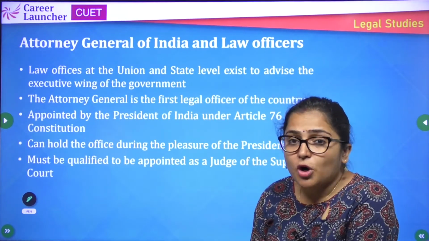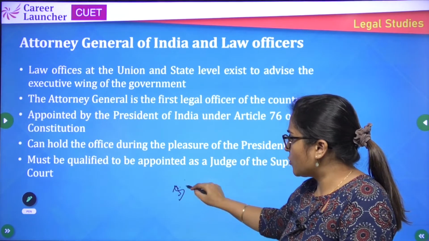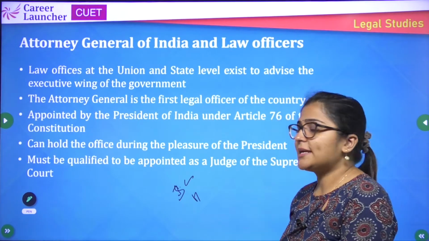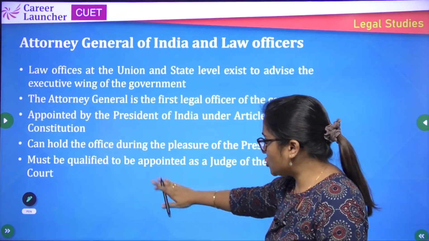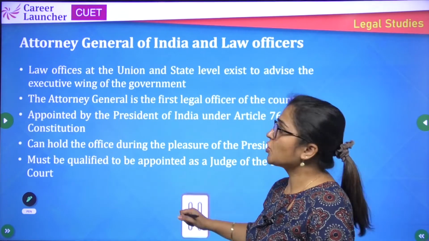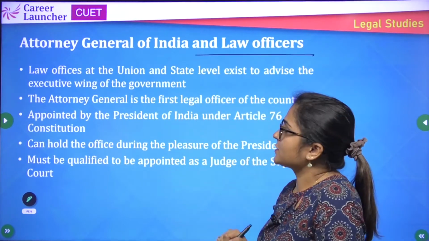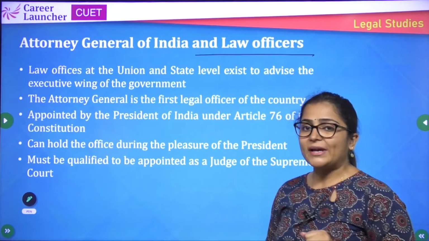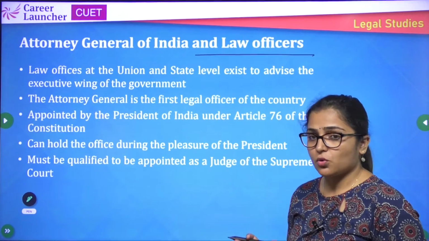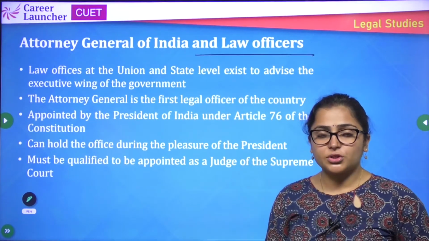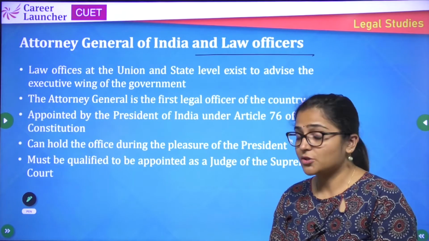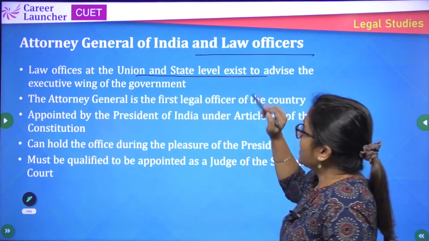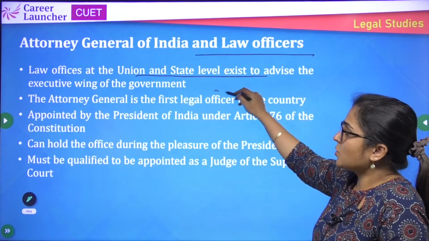Okay, then the next important thing is, we have read about the Supreme Court, the High Court and the lower judiciary, and also we discussed the salient features of Indian judiciary. Then the next topic mentioned in your legal studies book is the Attorney General of India and law officers. So at the central level and at the state level, you appoint certain law officers who work for you. That position can be through the Constitution, through different statutory laws, or for that matter state laws also. So law officers at the union and state level exist to advise the executive wing of the government.